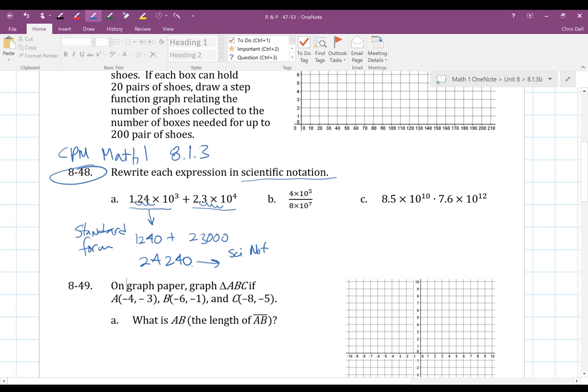What do we do there? Well, again, now the decimal place is here. So I would move it back 1, 2, 3, 4. So it's going to be 2.424 times 10 to the fourth. So that's the answer for A.